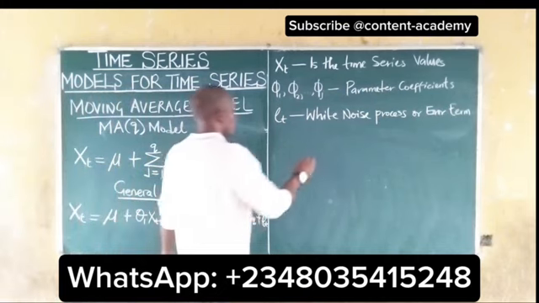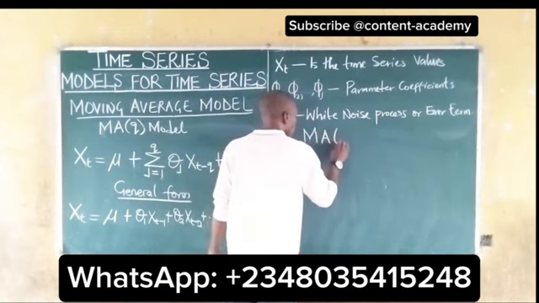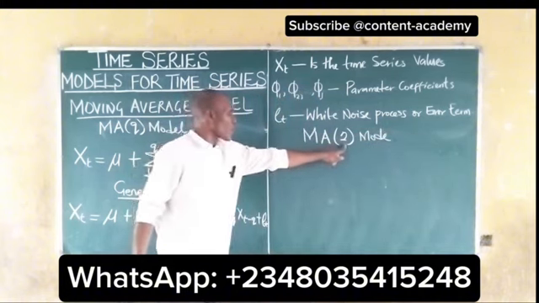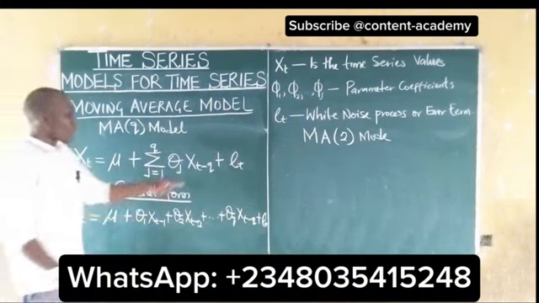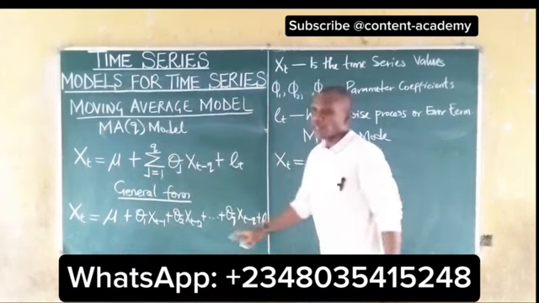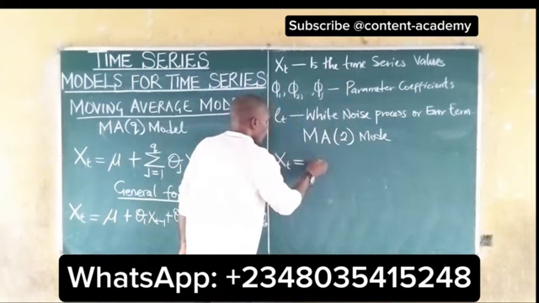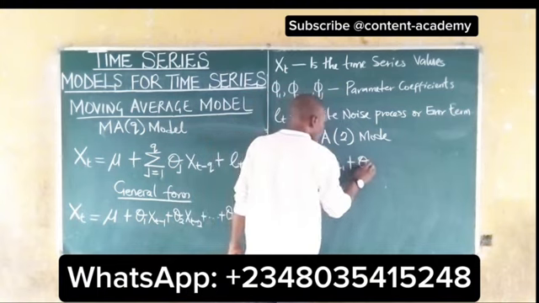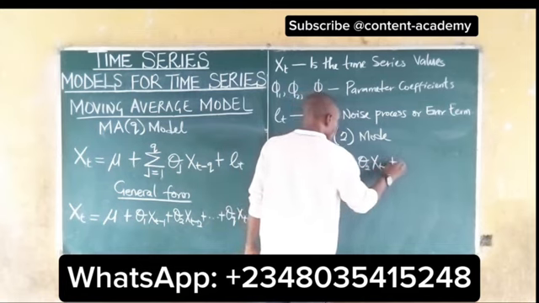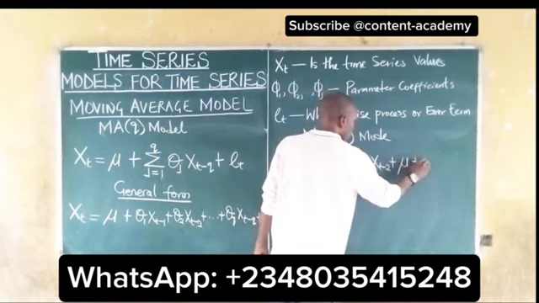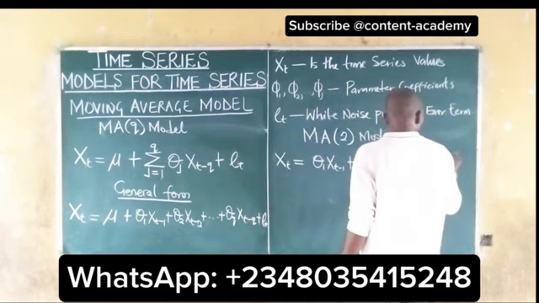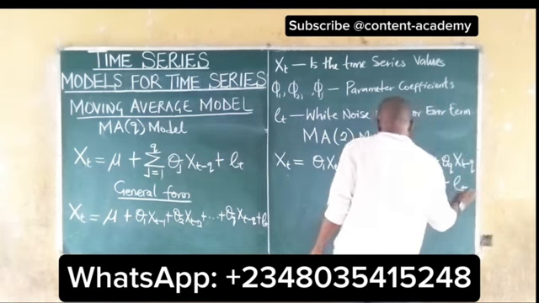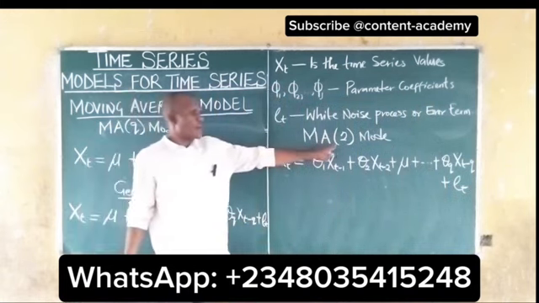For example, we might be asked to write the model for the moving average model of order 2. This 2 means the order. So what do we do? The moving average model of order 2 can be written, borrowing a leaf from this, as mu plus theta 1 x t minus 1 plus theta 2 x t minus 2 plus e t. So this is how we can write the MA of order 2.